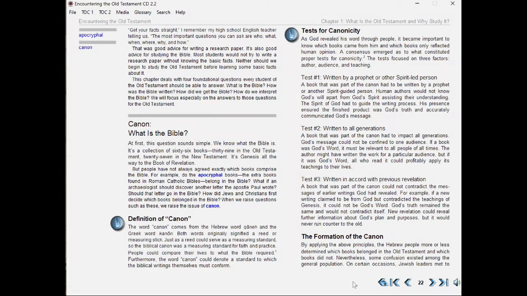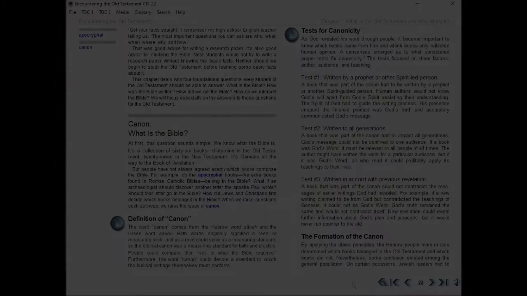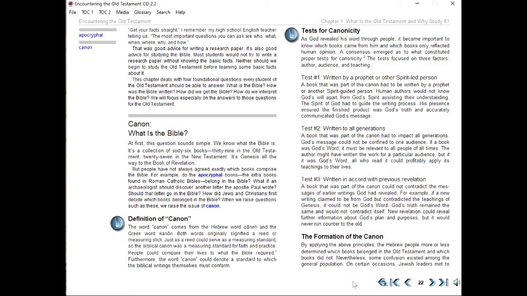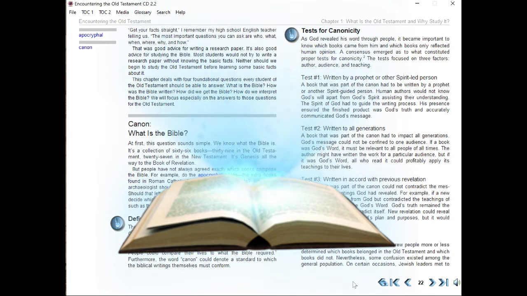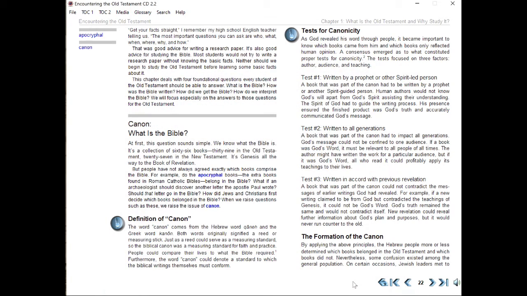Here is the definition of canon. The word canon comes from the Hebrew word kaneh and the Greek word kanon with a K. Both words originally signified a reed or measuring stick. Just as a reed could serve as a measuring standard, so the biblical canon was a measuring standard for faith and practice. People could compare their lives to what the Bible required. Furthermore, the word canon could denote a standard to which the biblical writings themselves must conform.